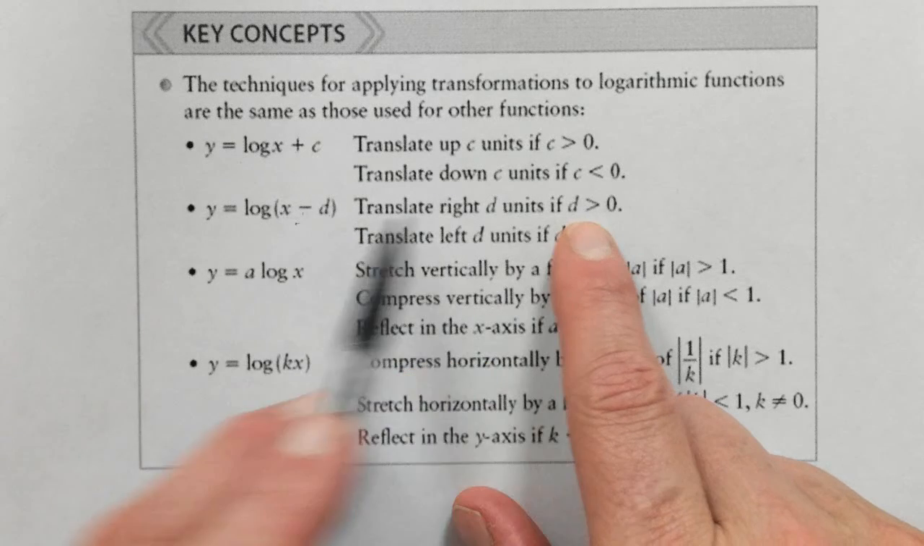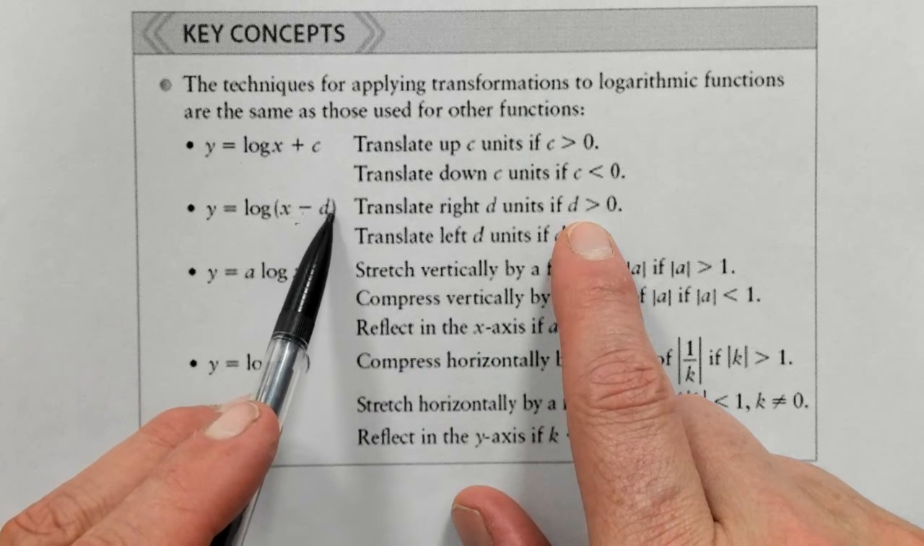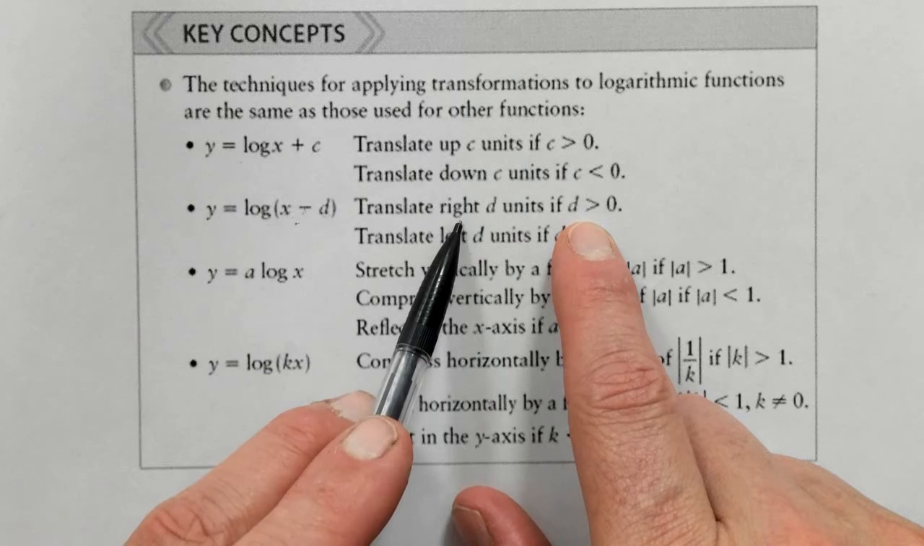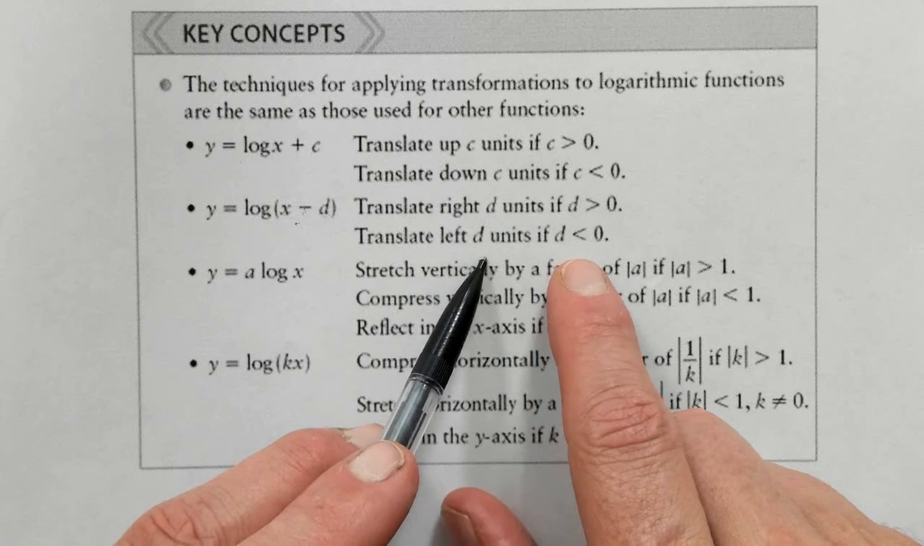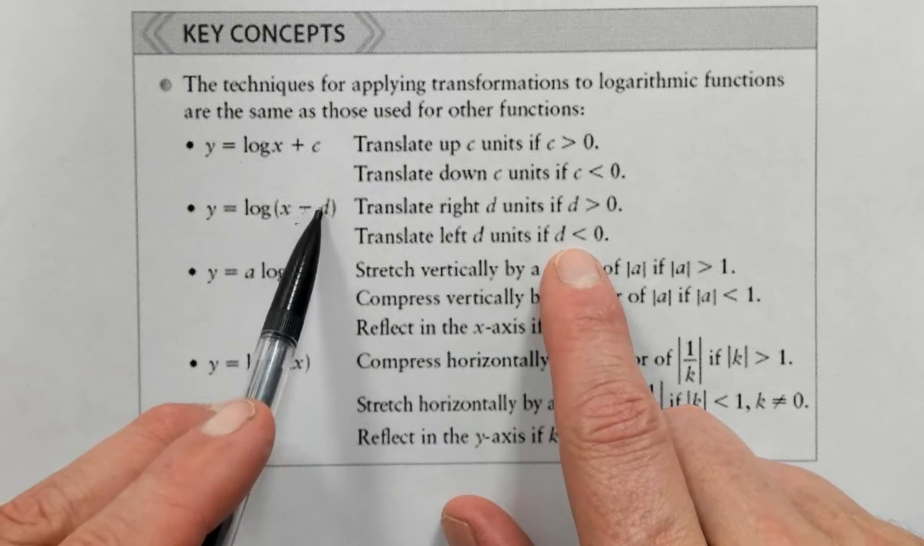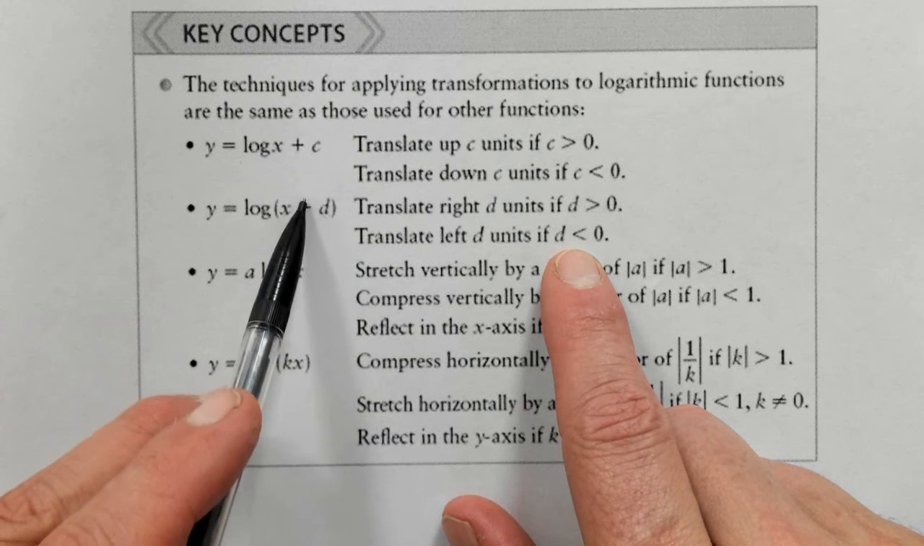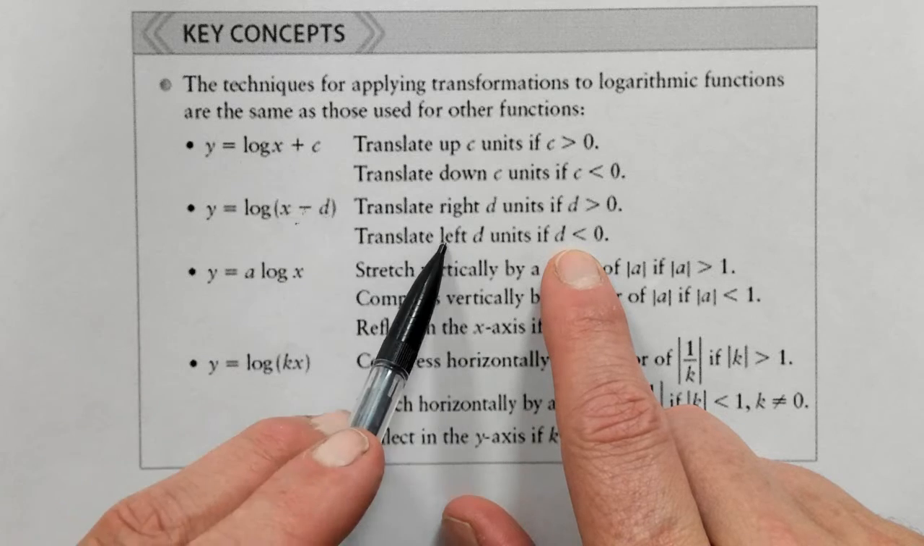So if d is greater than 0, that would be like plugging in 2 for d. Well, if you plug in 2 for d, what do you have? d minus 2. So minus 2 directly to x is going to move it to the right. And it works out. Same thing here. Like if d is less than 0, what if I plugged in negative 2? Well, it's minus negative 2. Negative and negative makes a positive, so it's really plus 2. Plus 2 moves it to the left.